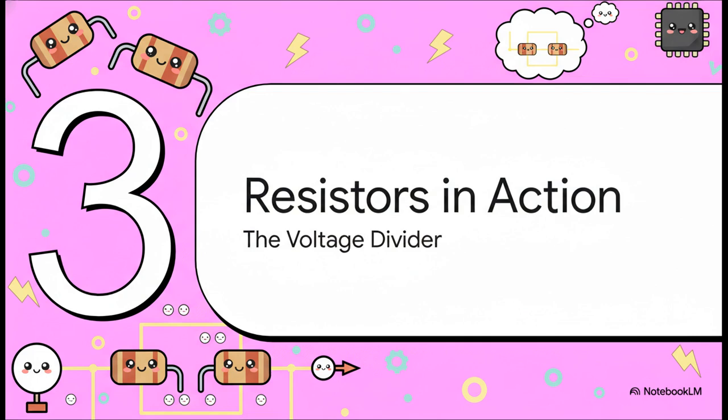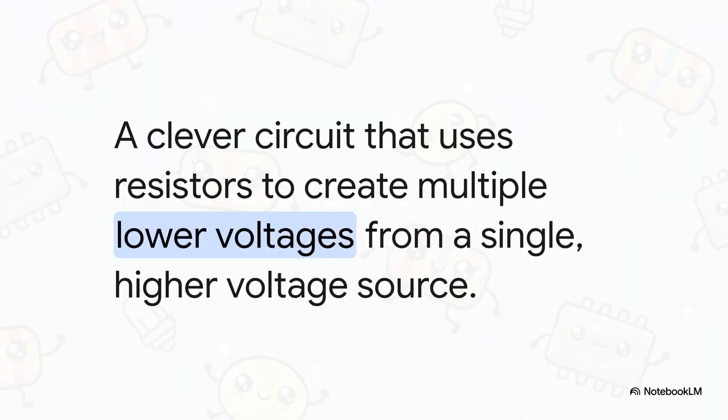Okay, so we know resistors can limit current, but what's one of the most clever, most common tricks they're used for inside pretty much every single device you own? It's a really cool circuit called a voltage divider. Think about it. A modern device like your phone might need 5 volts for its main brain, the processor, but maybe only 3 volts for a little sensor. Now, instead of trying to cram a bunch of different batteries or power sources in there, engineers use a voltage divider. It's a super simple but brilliant circuit that uses a couple of resistors to create different, smaller voltage levels, all from one single higher voltage source.